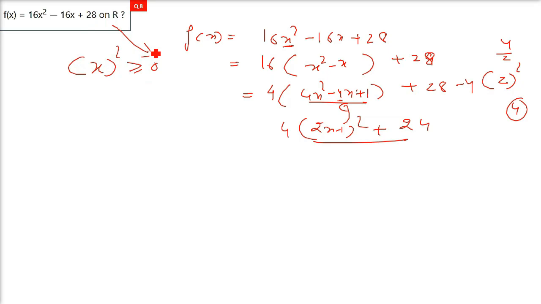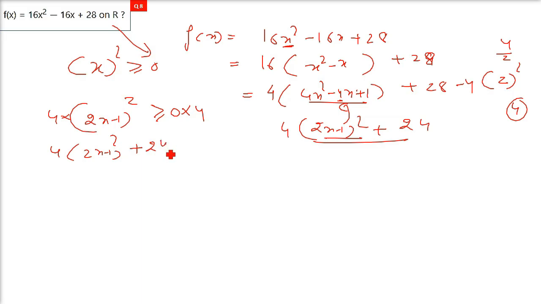Now one thing is very clear, anything to the power even, or anything with even degree, will always be greater than or equal to 0. So 2x minus 1 whole square is greater than or equal to 0. Multiply both sides by 4, and you need a 24 also. Just add 24 on both sides. So 4 into 2x minus 1 whole square plus 24 is greater than or equal to, this is going to be 0, 24 is going to be added, so 24.